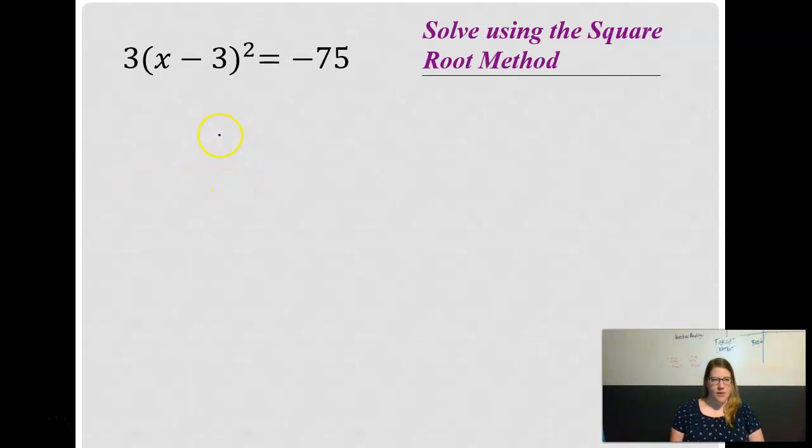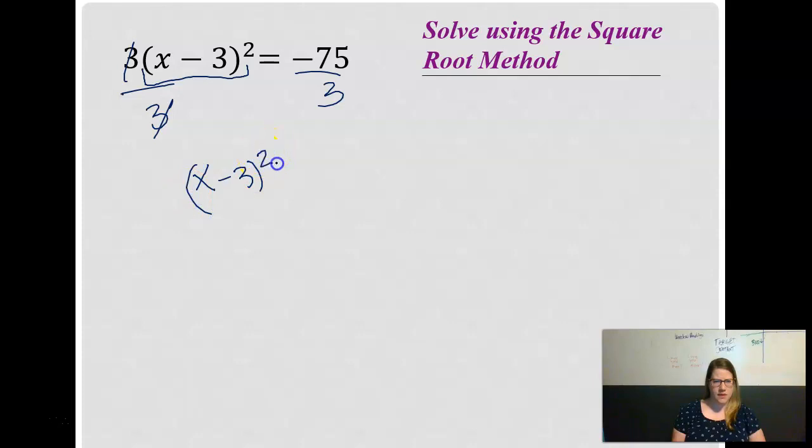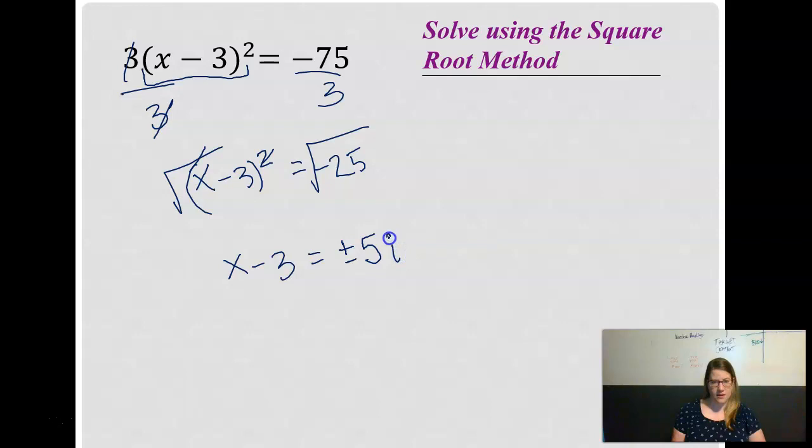So last example, actually I think we have one more that's a story problem, but let's see. So again, I want to get x minus 3 squared all by itself. Right now it's multiplied by 3, and so I need to undo multiplied by 3, which leaves me with x minus 3 squared equals negative 25. Again, I'm taking the square root here of a negative number, so x minus 3 is equal to plus or minus 5i, right? The square root of 25 is 5.